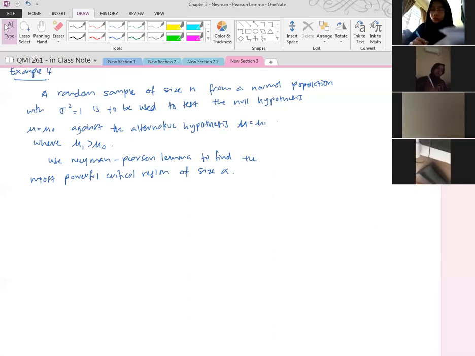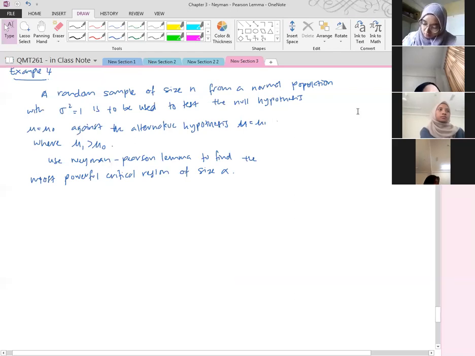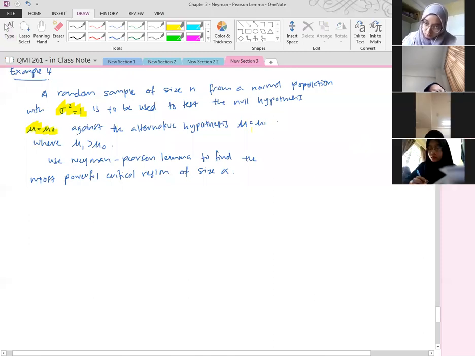So example number 4. A random sample of size n from a normal population with sigma squared equal to 1 is to be used to test the null hypothesis mu equal to mu naught against the alternative hypothesis mu equal to mu1, where mu1 is more than mu naught. Use the Neyman-Pearson Lemma to find the most powerful critical region of size alpha. We don't know the value of alpha, right?